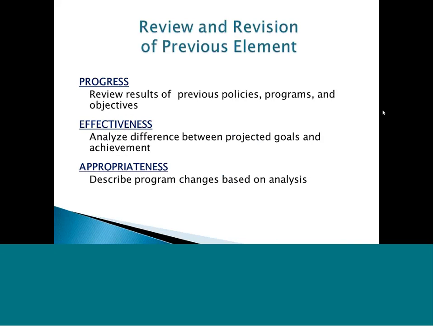Progress in implementation. Here you are examining what was planned in past programs and what was achieved. This is where you examine the difference between what was planned and what was achieved. This is also a program-by-program review. In the effectiveness section of your review and revise section, you are describing what happened. What are the results of your goals, policies, and programs, using qualitative and quantitative information? In the appropriateness section of your review and revise section, you are analyzing what was learned and what is appropriate to incorporate in the current planning period.